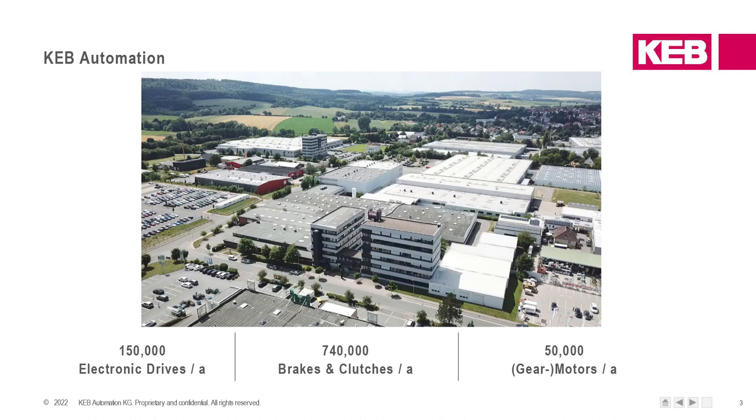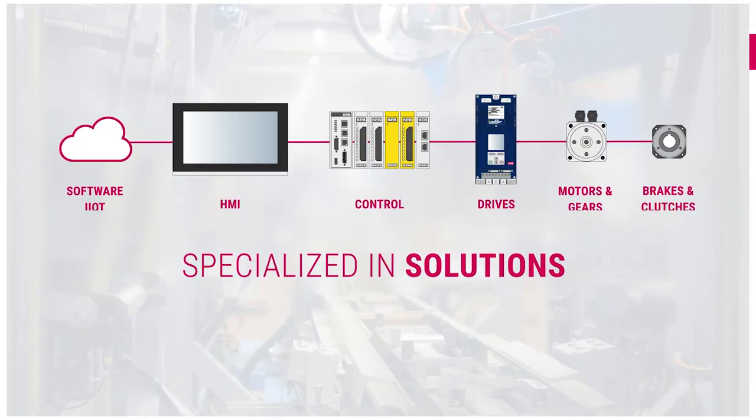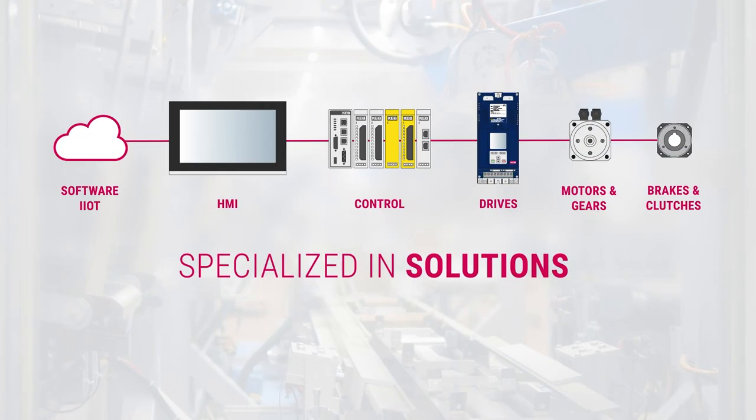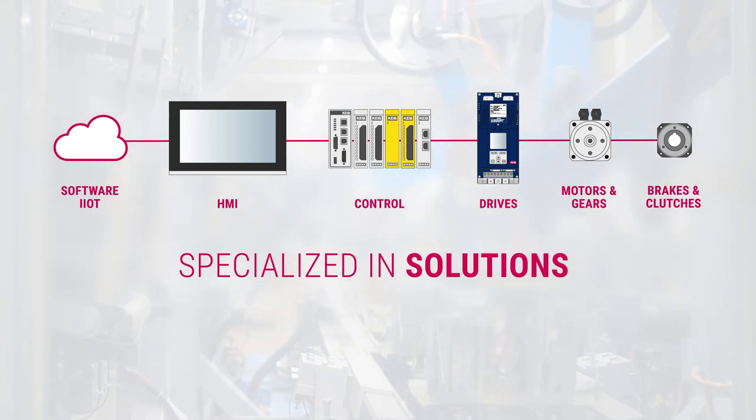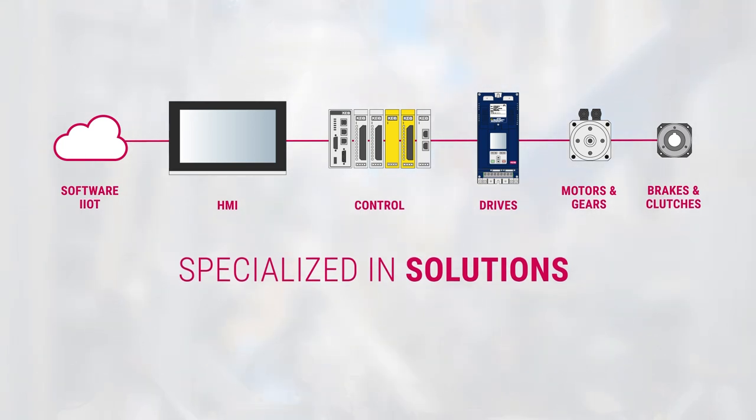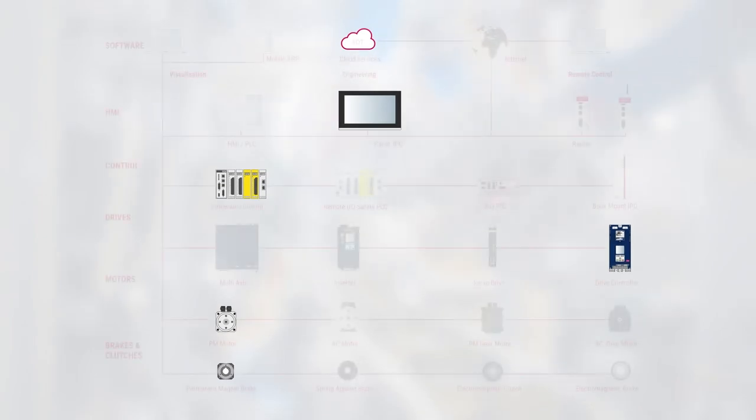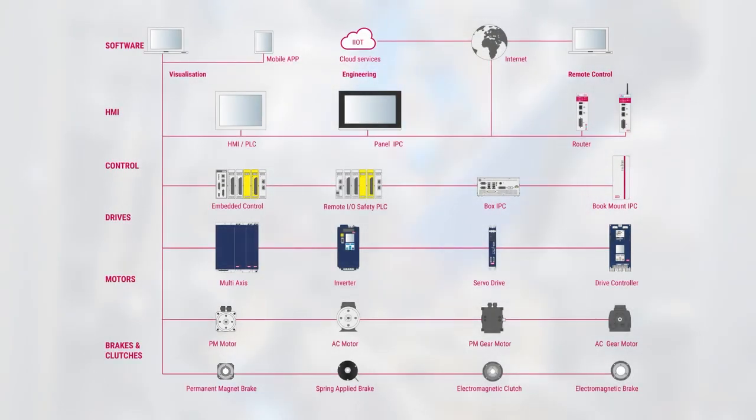Okay, KEB Automation, who we are? We are an independent family-owned medium-sized company and we are based in Bantrup, and all around the world we have got 5 production plants. We have got a broad portfolio for automation solutions: brakes, motors, gears, of course drive controllers, HMIs, software solutions, and software for remote maintenance and digital solutions.